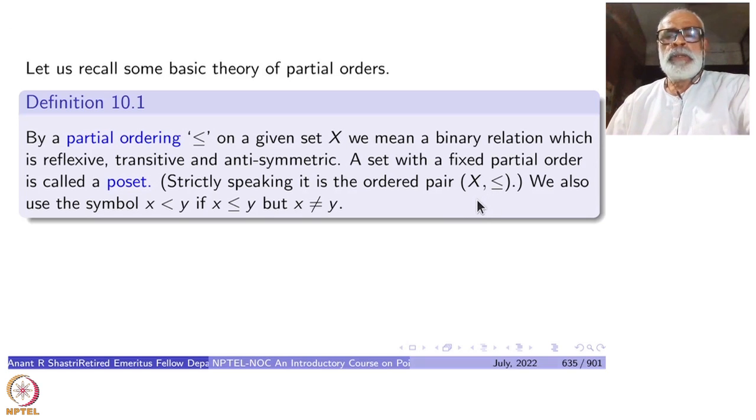We also use the symbol x less than y, without the equality part, if x is less than or equal to y in this sense, but x is not equal to y. Less than or equal to includes the x equal to y case also, because if x is less than or equal to y and y is less than or equal to x, then x is equal to y, that is what we have seen. And reflexive just means that x is always less than or equal to x, so that is already there.